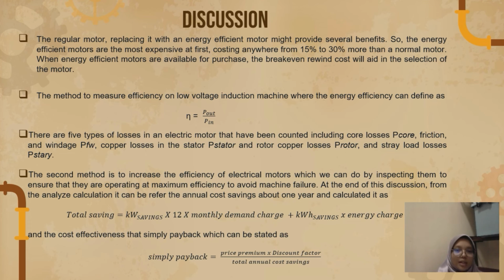The last point is the second method to increase the efficiency of electric motors, which we can do by inspecting them to ensure that they are operating at maximum efficiency to avoid machine failure. At the end of this discussion, from the analysis calculation part, we can refer to the annual cost savings over 1 year, and we can calculate it as total saving equal to kilowatt saving multiply 12 multiply monthly demand charge plus kilowatt hour savings multiply energy charge. And we also know the cost effectiveness, simple payback, which can be stated as simple payback equal to price premium multiply discount factor divided by total annual cost saving.